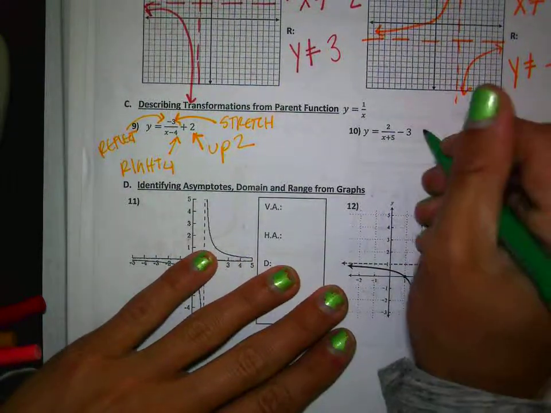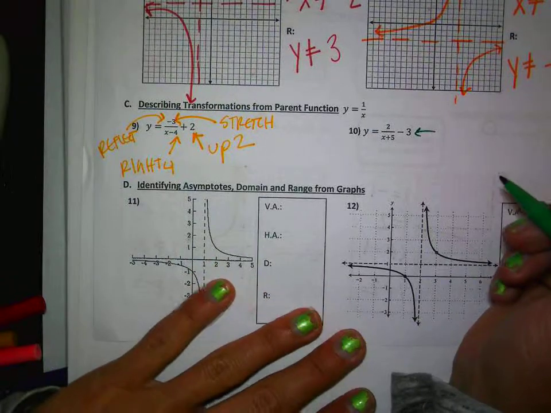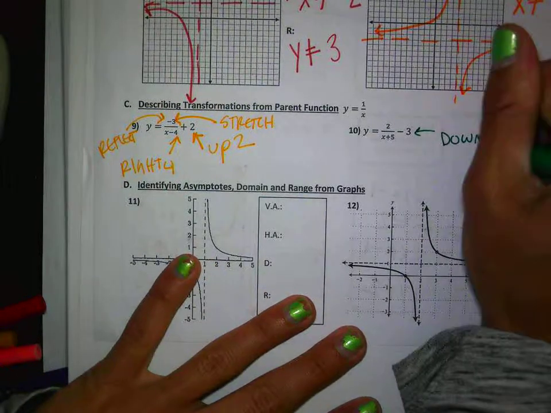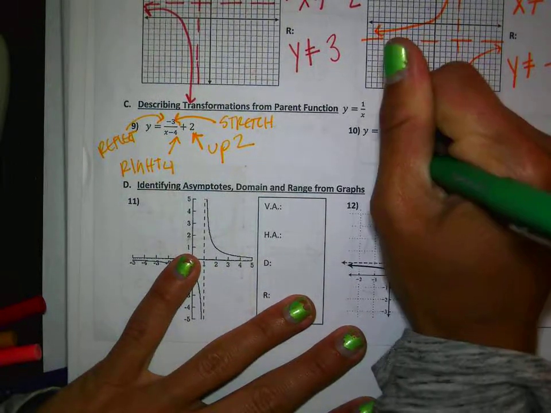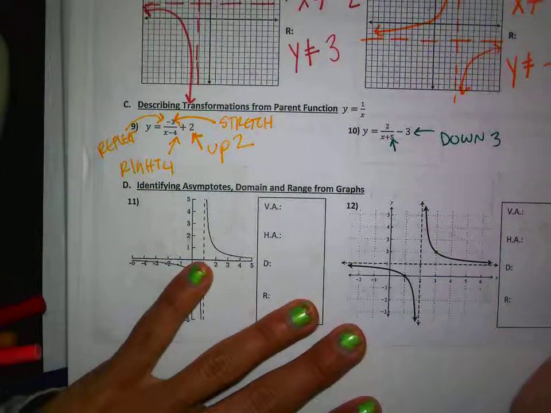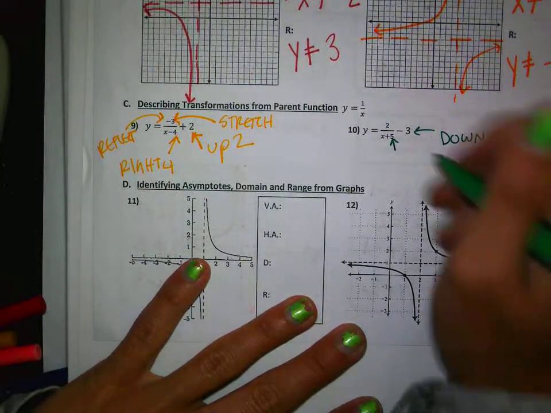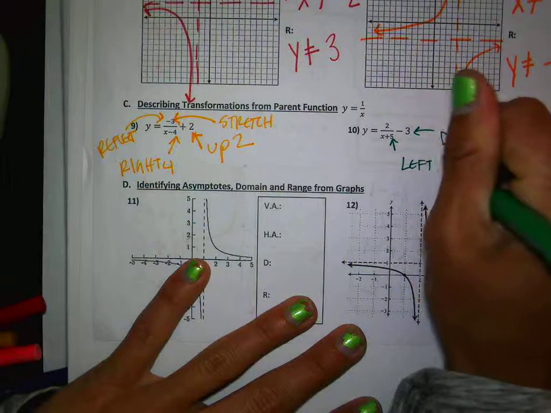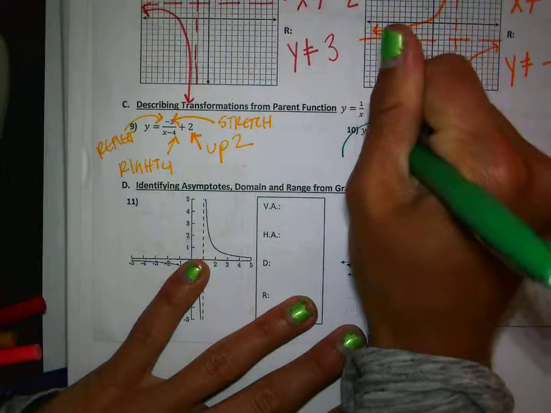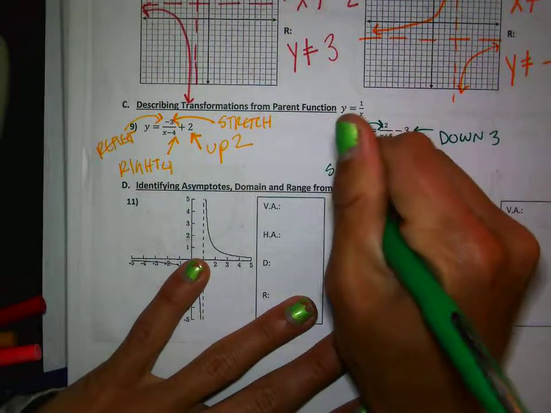All right, Emery, what's this minus 3? Down 3, very good. Victor, what's the plus 5? Left 5, very good. And Brianna, what's the 2? Stretch. Perfect.